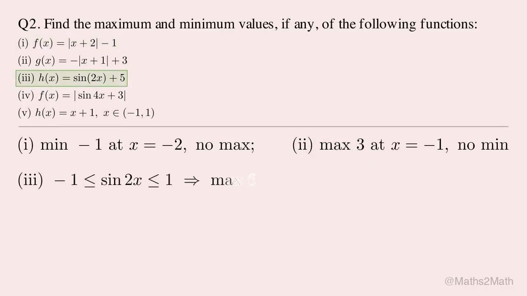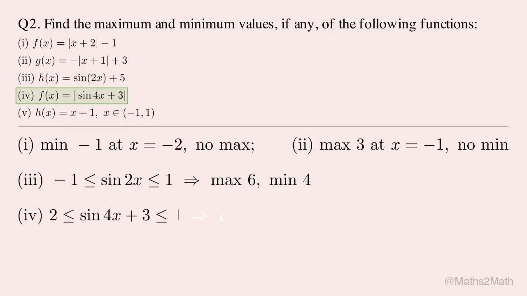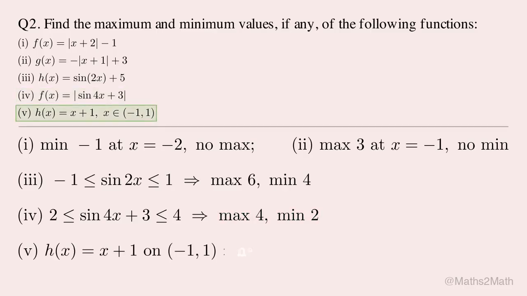Part 3, sine 2x spans -1 to 1, so h spans 4 to 6, both attained. Part 4, sine 4x plus 3 stays between 2 and 4, already positive, so the modulus changes nothing. Maximum 4, minimum 2. Part 5, on the open interval the endpoints 0 and 2 are approached but never reached. Neither a maximum nor a minimum exists.